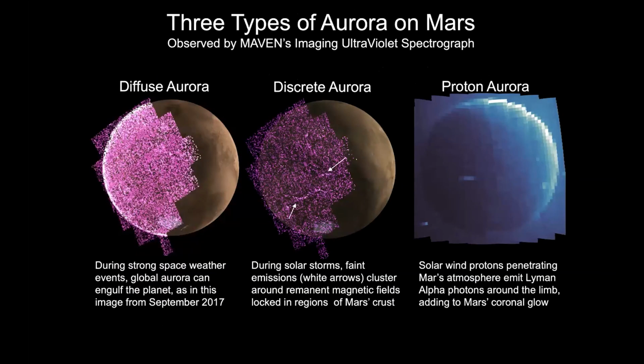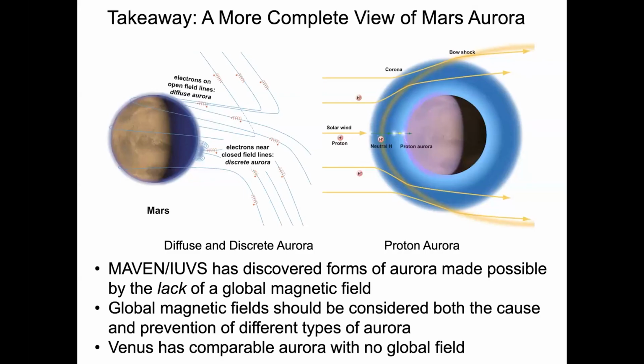So 3 types of aurora from 3 different causes. And what's remarkable about these is that 2 of them are possible due to the lack of a global magnetic field, and neither one was predicted ahead of time. I guess to be fair, proton aurora was predicted, but the word didn't get through the community adequately ahead of time. And so I think that shows the value of a workshop like this where we can make these connections in a timely fashion.